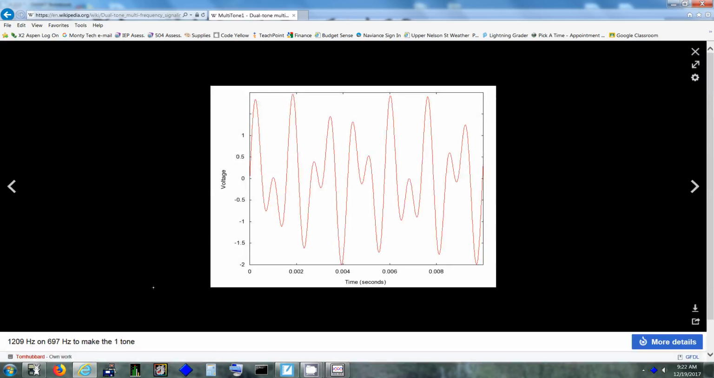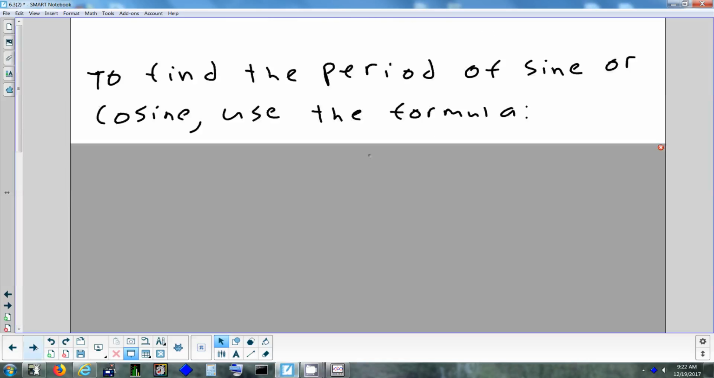Okay, so any questions on that? Okay, so that's your phase shift. All right, so one thing that I'm going to ask you about with these kinds of problems, before we even graph it, is what is the period?